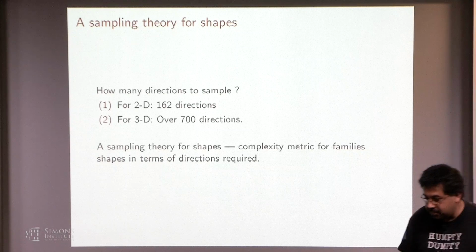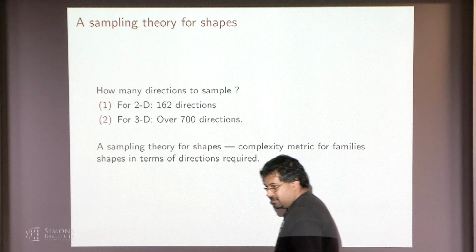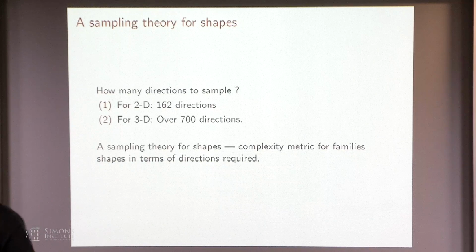Yeah? Sorry. Any 700 directions, as long as they're different, will reconstruct the... I was actually joking. Empirically, when we ran our code and did this on real data, which I'll show you later, in 3 dimensions, we did use 700 directions, and in 2 dimensions, we used 162. This is not yet principled, right?